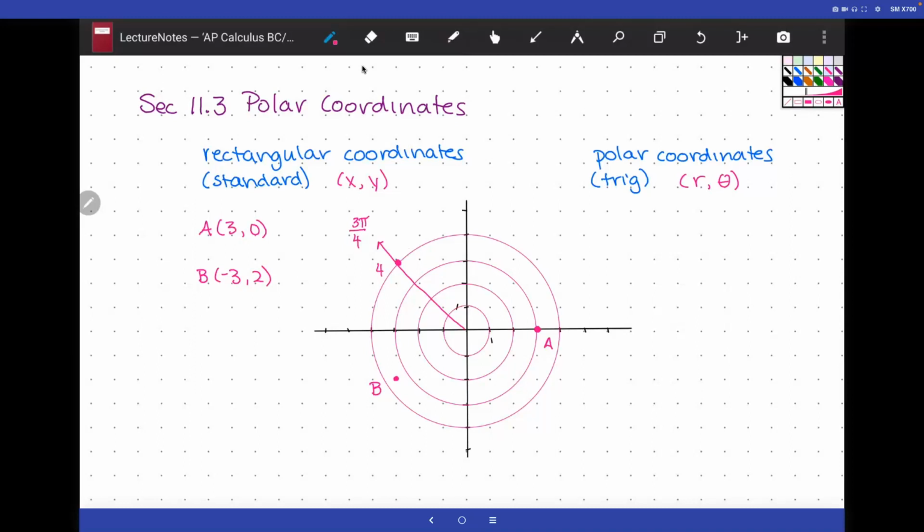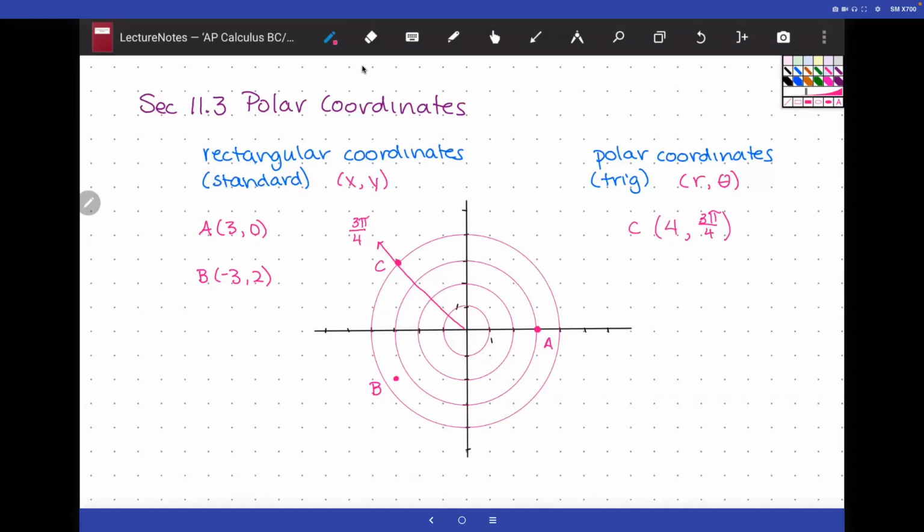And I'll call it, oops, I actually wanted to call this point C. So we say the coordinates in polar form for point C. It's on the circle with radius 4, and it's 3 pi over 4 around the circle. It's just another way of giving the location of a point. Turns out there's some things that are kind of convenient in this form.